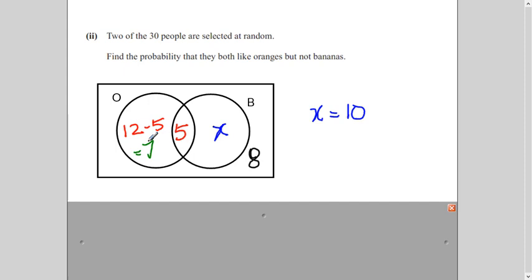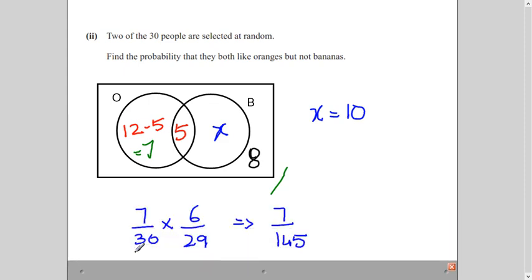30, right? What about the next one? Can you think? One person you have picked. So now how many people are left who like oranges but not bananas? 6. And total? 29. So that's why you will write 7 out of 30 multiplied by 6 out of 29. So this is the probability, right? This is how you will solve it, and calculate the probability.